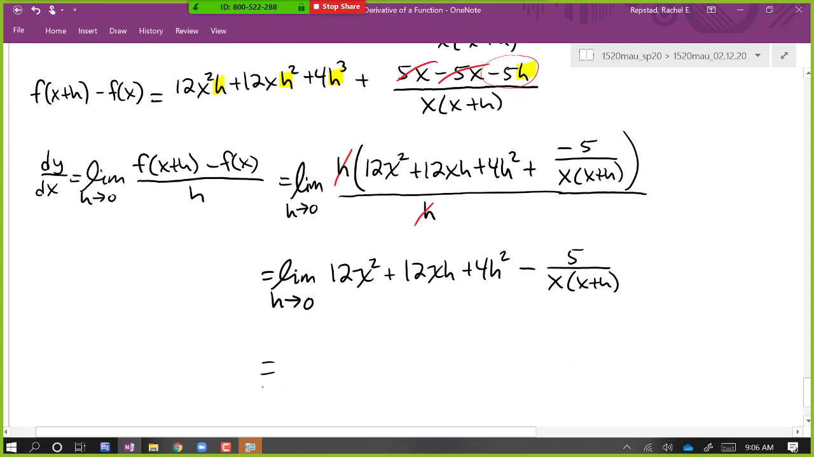Finally, we've reached the moment. We can declare victory. We are ready to let h approach 0. And when we do that, these things with a factor of h go to 0. The x plus h, as h approaches 0, just approaches x. So the expression that we're left with is 12x squared minus 5 over x squared, because I've got two factors of x now in the denominator of that fraction.